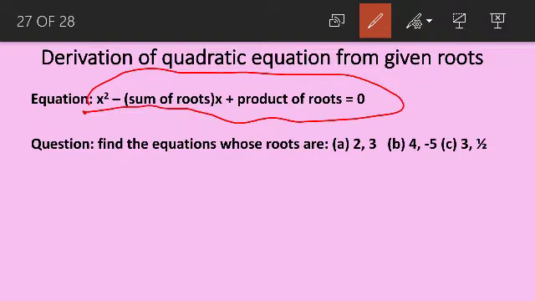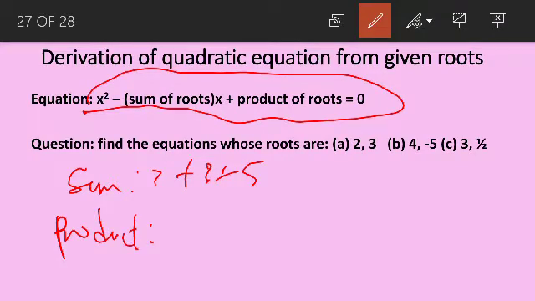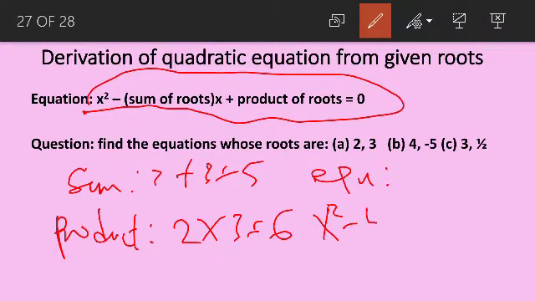Now let's see these questions here. We are asked, find the equation whose roots are, the first one, 2 and 3. So I find the sum first of the roots, which is 2 plus 3, and that is 5. Then I find the product of the roots, which is 2 times 3, and that is 6. According to the formula, my equation can now be written as x squared minus the sum of the roots, which is 5x, plus the product of the roots, which is 6, equal to 0. So that is the equation from the given roots.